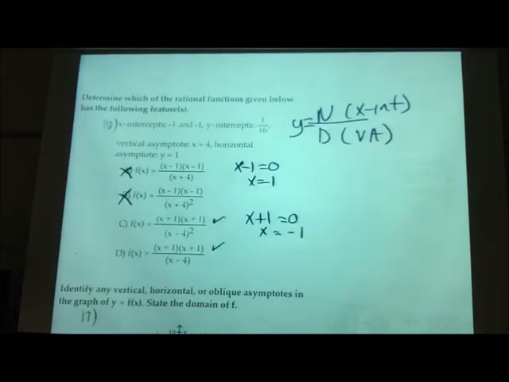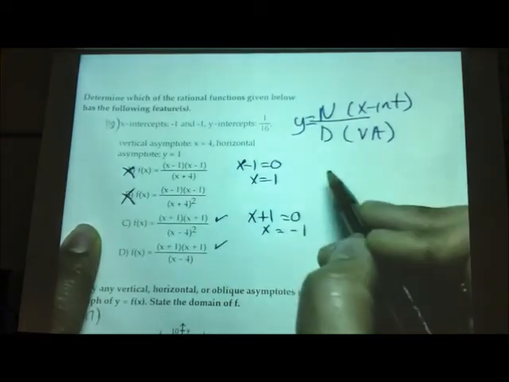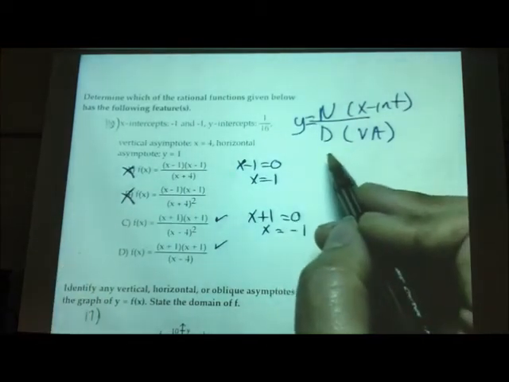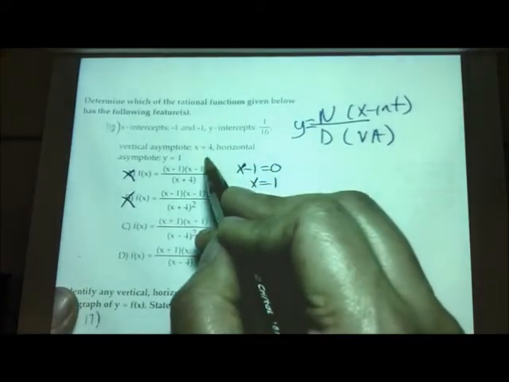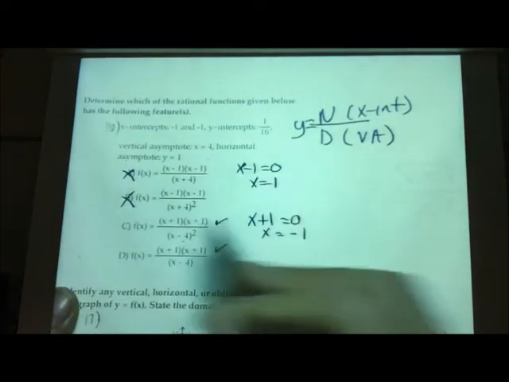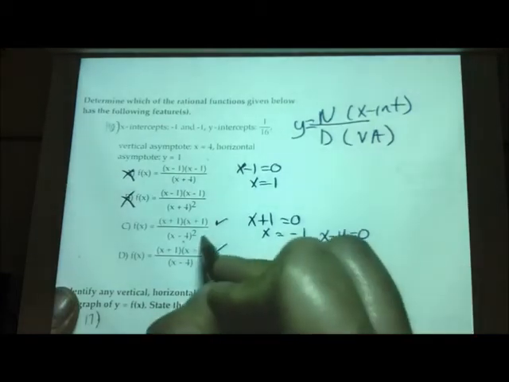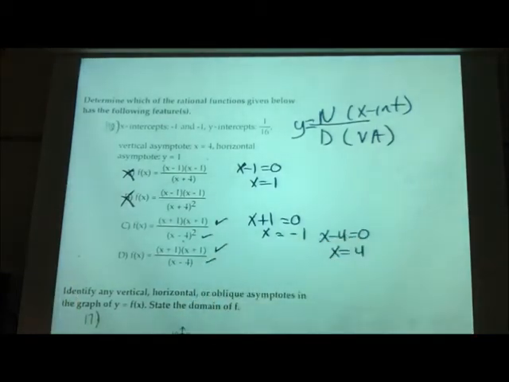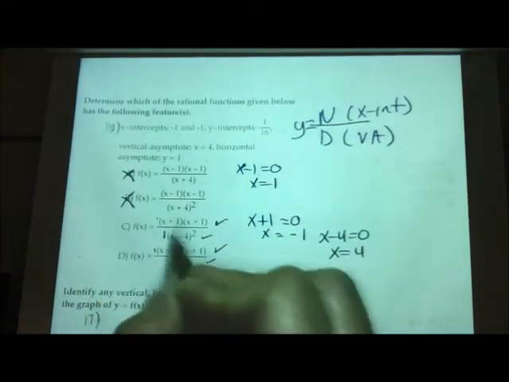Now the next part is I need my vertical asymptote to be a positive 4. In order for it to be a positive 4, the vertical asymptote comes from my denominator. So my denominator here would be x minus 4. Is that equal to 0? Do I get a positive 4? Yes. Now both of those give me the same thing. The only thing that would be different is your horizontal asymptote. And this is 1 over 1 and 1 over 1, so that doesn't help.